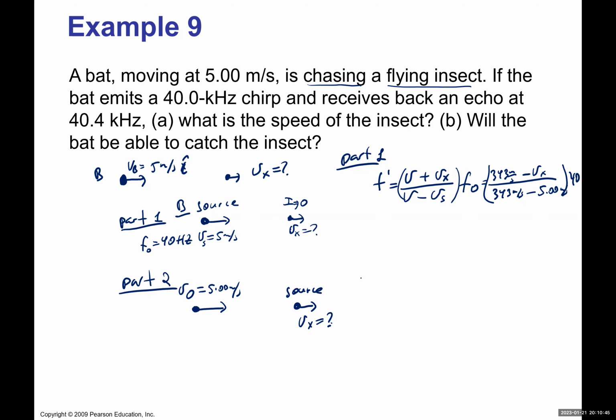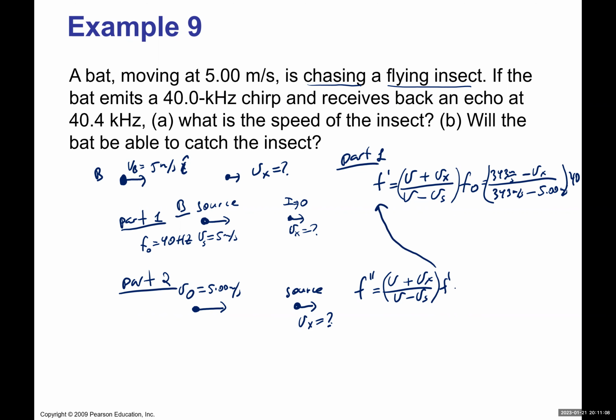Let's call this F double prime. Then I can say this is equal to V plus V observer over V minus Vs, times the frequency that's coming back, which is going to be frequency F prime. So it's going to be this particular frequency.